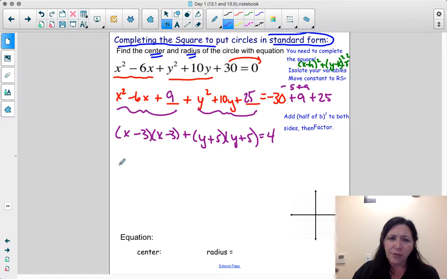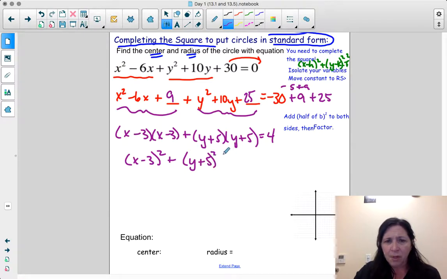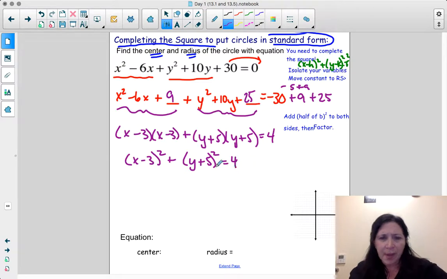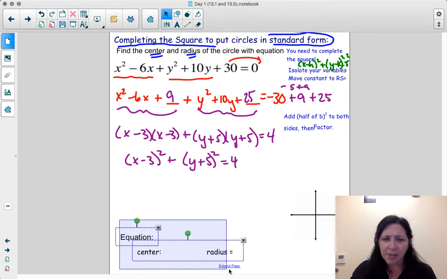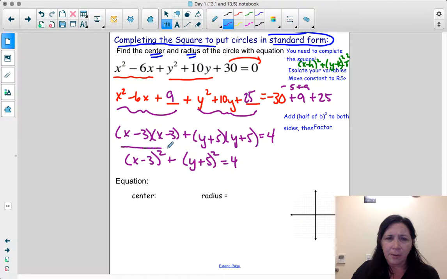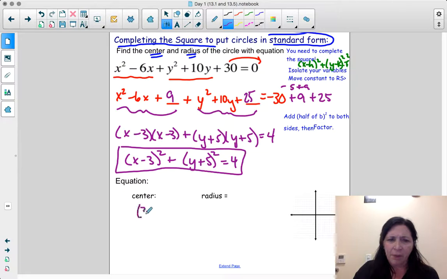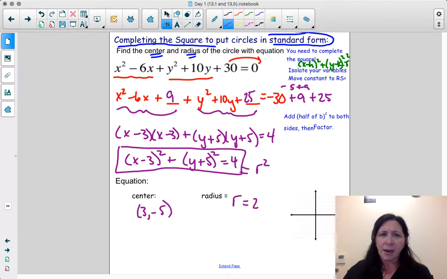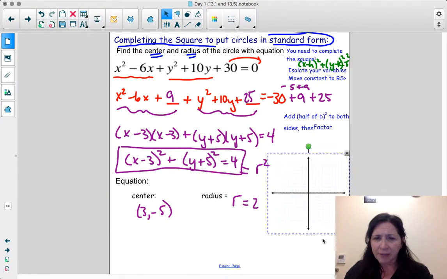And then these two terms here are going to be the same, so I can actually rewrite them like this. (x minus 3) quantity squared plus (y plus 5) quantity squared is equal to 4. And then what I have now from here is my equation in standard form. And I have my center, which is going to be positive 3, comma, negative 5. And if I know that r squared is equal to 4, then if I square root both sides, r is equal to 2. And then all I have to do now is actually graph this.